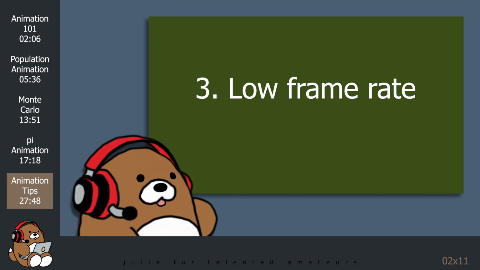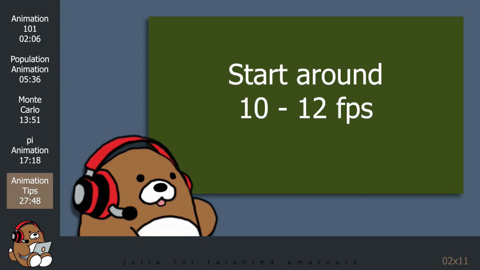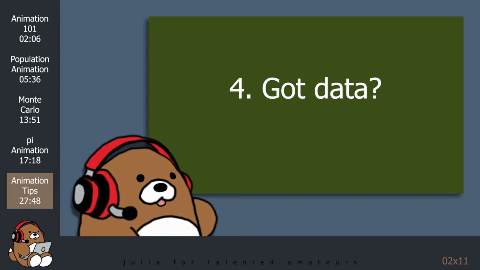3. Select a low frame rate. Use the lowest frame rate possible. A good starting point is in the 10 to 12 frames per second range. You can always go higher, but going lower will result in choppy animation. 4. Make sure you have enough data. Remember, you need at least 120 frames to make a 10-second animation at 12 frames per second.